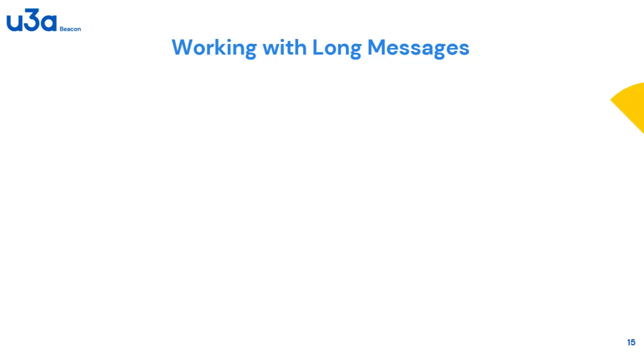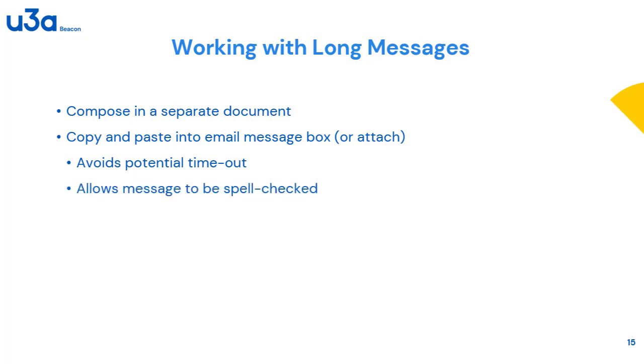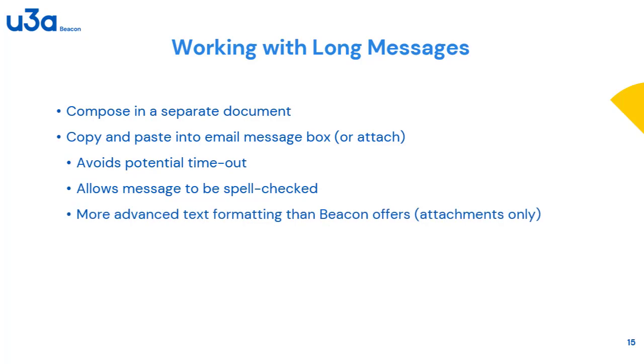When working with long messages, it's a good idea to compose it in a separate program such as Microsoft Word. Then copy and paste it into the Send email page or attach it as a separate document. This has several advantages. It avoids your Beacon session from being timed out while composing the message. It allows the message to be spell checked, a feature which is not in Beacon, and if you send it as an attachment, it allows a lot more text formatting than Beacon, such as the inclusion of tables, charts and pictures, and changes to font size and colour. See the user guide for more tips on sending emails.